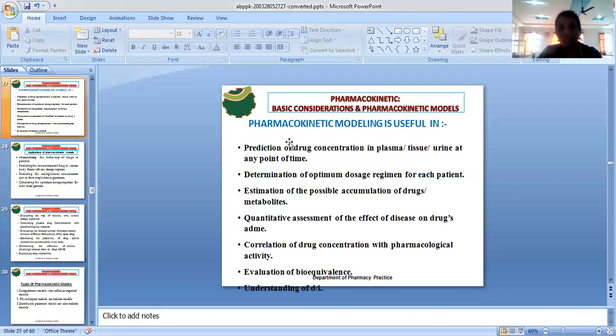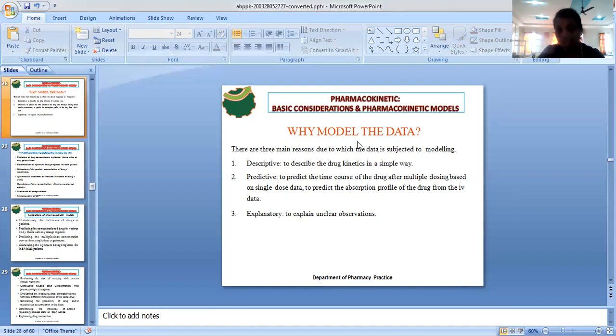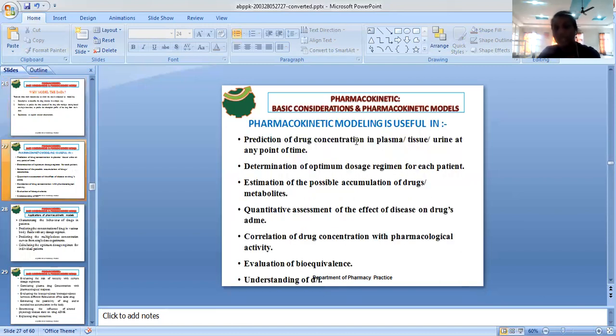And here, for what purpose? Why do you need this data? Why is pharmacokinetic modeling done? Where will it be useful? For what purpose will it be useful? Simply, you can ask what the applications of this pharmacokinetic model are.